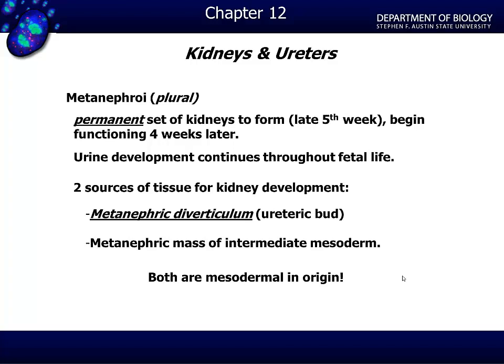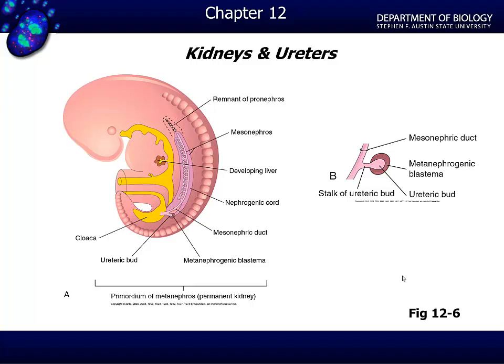The metanephric mass of intermediate mesoderm is going to be induced to form by the uteric bud. This is going to create the nephrons and all of our cortical labyrinth that we have inside the kidney. However, both of these are mesodermal in origin. So here we can see low down on our mesonephric duct, we're going to have the branching, and this is going to be the uteric bud, the metanephric diverticulum. And we can see how this extends out. It's going to induce the mesoderm surrounding it, this intermediate mesoderm, and that's going to become the remainder of the kidney.